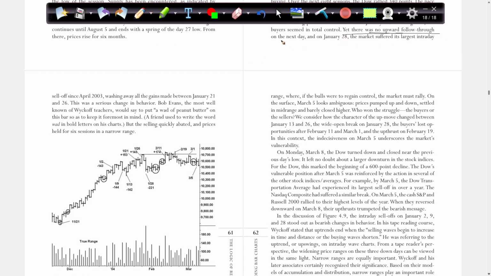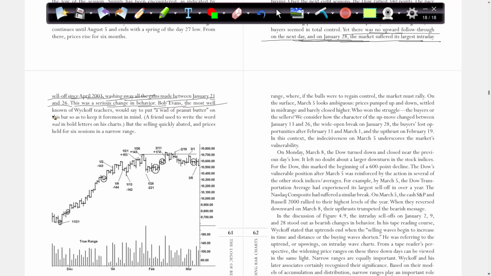Yet there was no upward follow through on the next day, and on January 28th, the market suffered its largest intraday sell off since April 2003, washing away all the gains made between January 21st and 26th. This was a serious change in behavior.